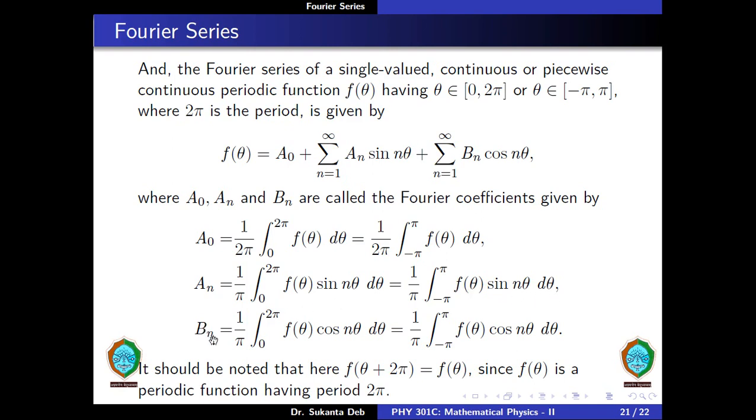And lastly we get bn is equal to 1 by pi integral 0 to 2 pi f theta cos of n theta d theta, and this can be written as 1 by pi integral from minus pi to pi f theta cos of n theta d theta. So here we should note down that f of theta plus 2 pi is equal to f theta, because f theta is a periodic function having a period equal to 2 pi.